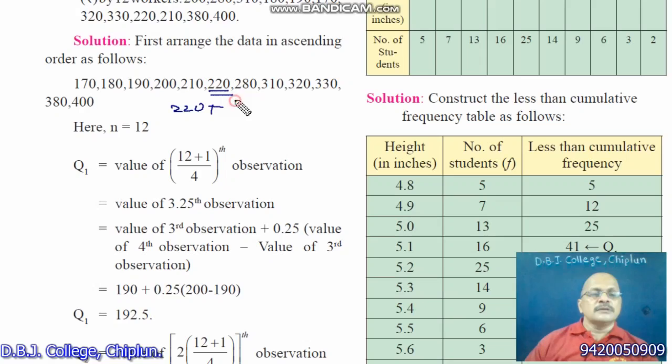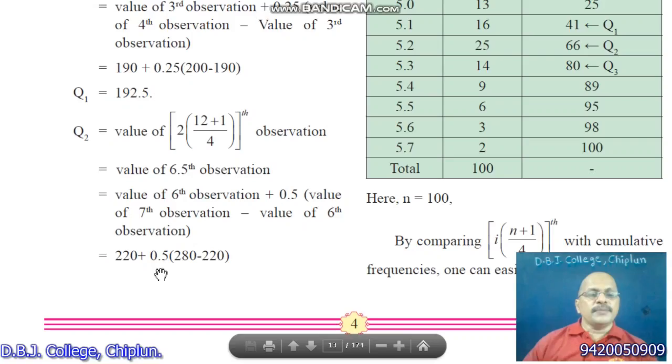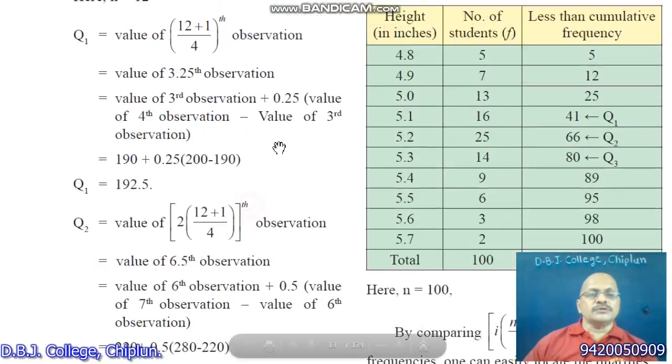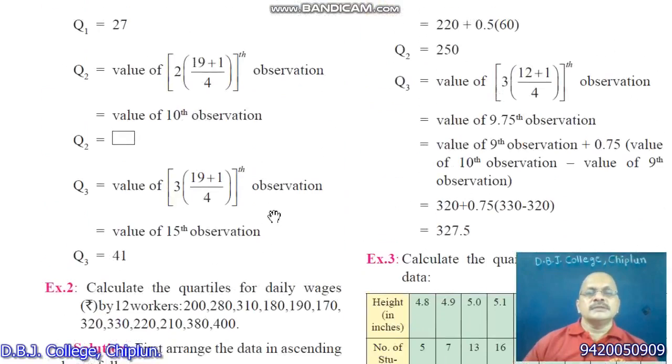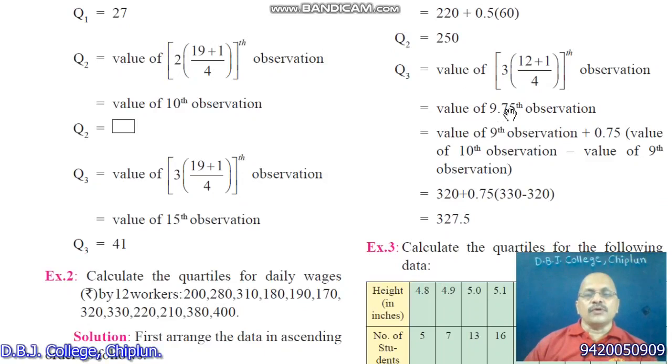So 220 plus 0.5 into 280 minus 220. 0.5 means half. Now 280 minus 220 is 60. 60 divided by 2 is 30. 30 plus 220, the answer should be 250. Let us see: 220 plus 0.5 into 280 minus 220, that is 250.